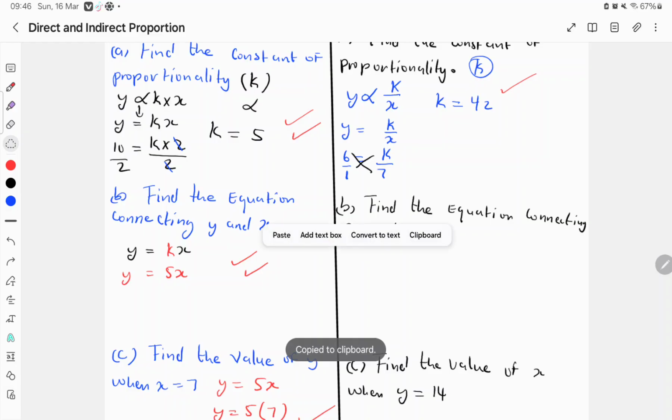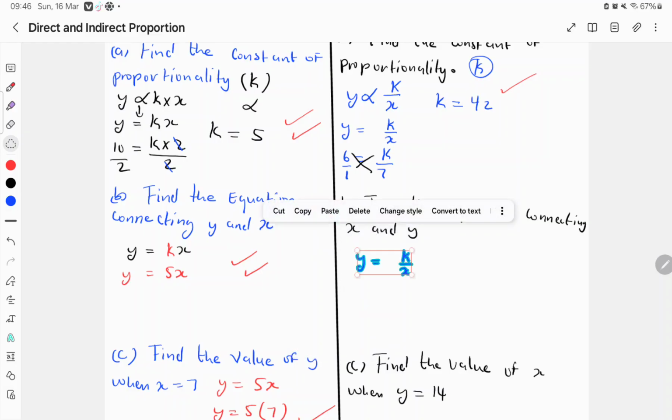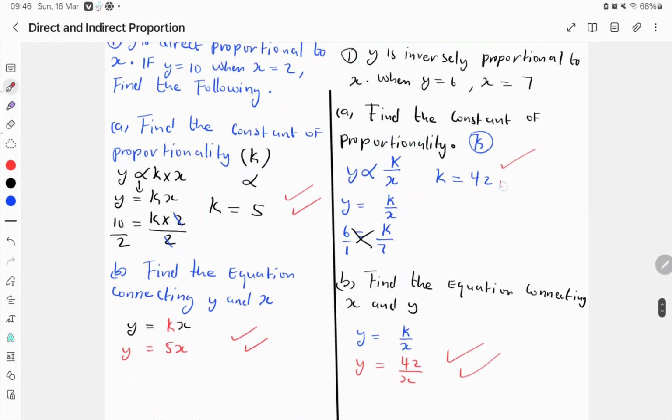So just write it, but now in this case you know the value of k. So work out your value of k. y is equal to k, which you now know is 42, divided by x. This is your equation. This also will be 2 marks.